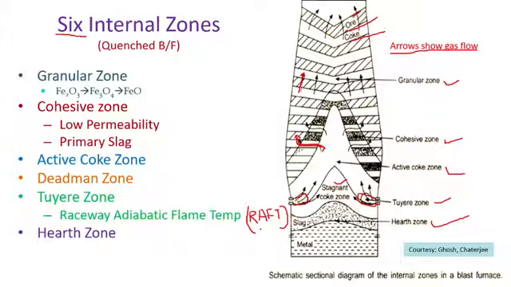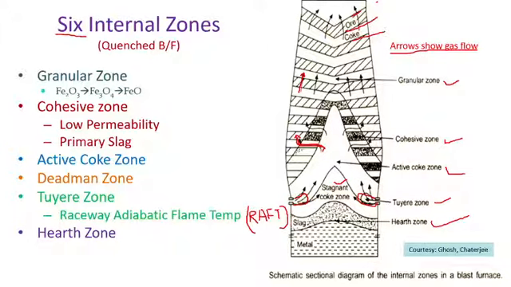It is also equally related to the top gas temperature, such that the hot raceway gases have to impart their heat to the descending burden to the extent expected and leave the furnace at the desired temperature, means as low a temperature as possible. It is about 200 degrees centigrade at the top. Okay, so if we maintain the RAFT, then the slag and metal temperature will also be maintained.